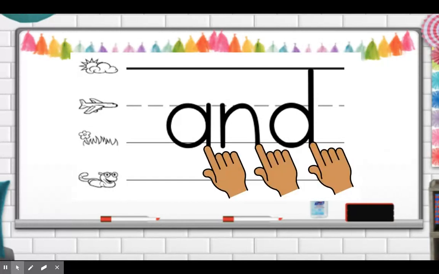Now we are going to take our pointer finger and we're going to trace each letter, say the letter, and say the word. So let's trace A, trace N, trace D, and. A, N, D, and. Trace again. A, N, D, and. Good.